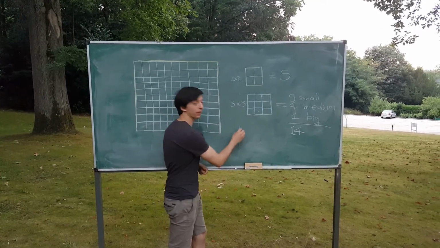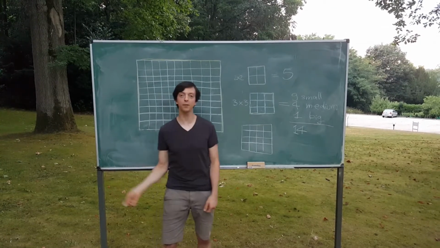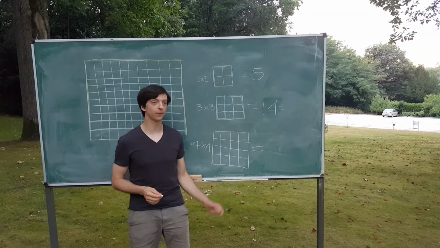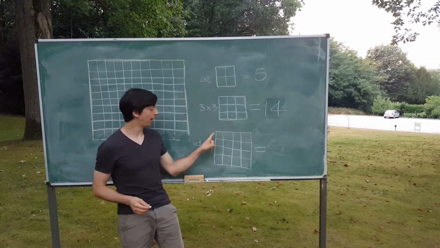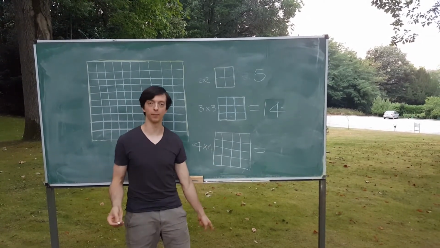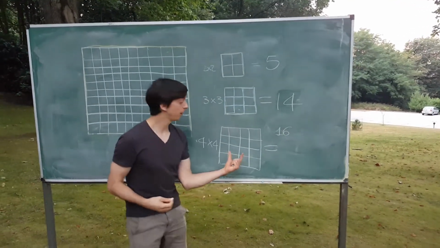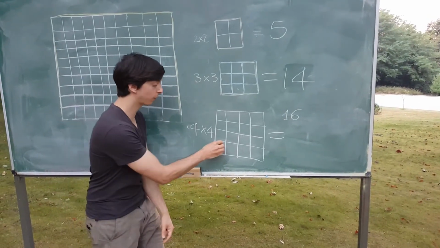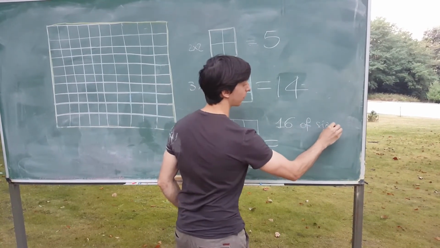Now let us try with the next case. That would be a 4 times 4 grid. Please stop the video now and try yourself. Okay, so let me count first the smallest ones. I have 4 times 4, 16 of them, easy. So I have 16 squares which are small. And by small I mean that they are of size 1. So for instance one of these, let me write of size 1.